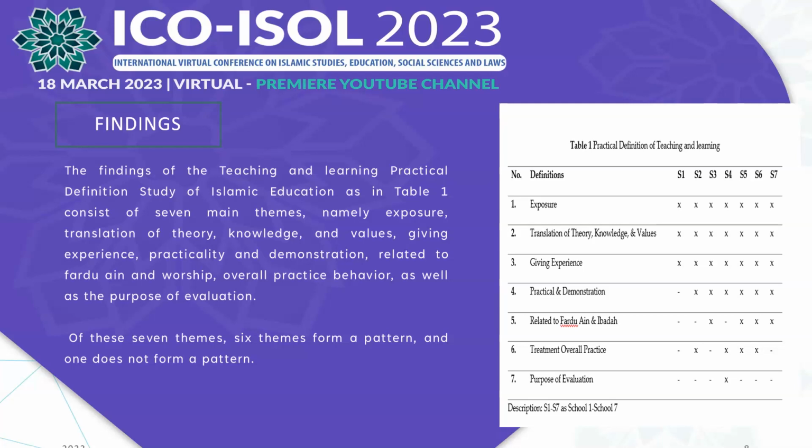The findings of the teaching and learning practical definition study of Islamic education, as in table 1, consist of 7 main themes, namely exposure, translation of theory, knowledge and values, giving experience, practical and demonstration, related to fardu ain and worship, overall practice behavior, as well as the purpose of evaluation. Of these 7 themes, 6 themes form a pattern and 1 does not form a pattern.